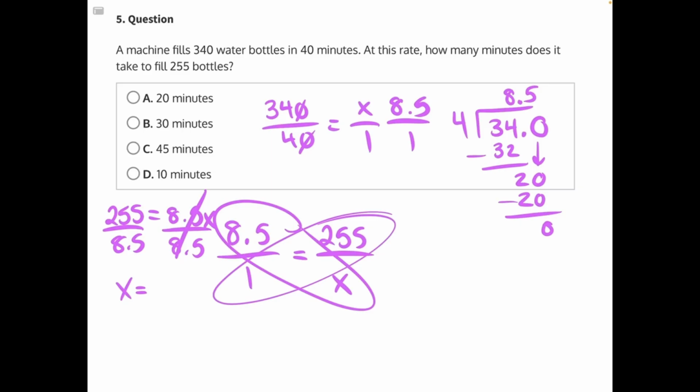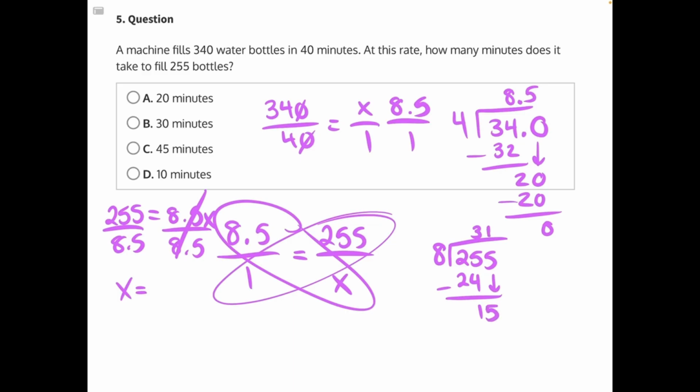For this division, I would recommend using estimation, so let's round 8.5. You can round it up to 9, or you could round it down to 8. In this case, I'm going to round it down to 8. 8 goes into 25 3 times. 8 times 3 is 24. We would subtract. 8 goes into 15 1 time.